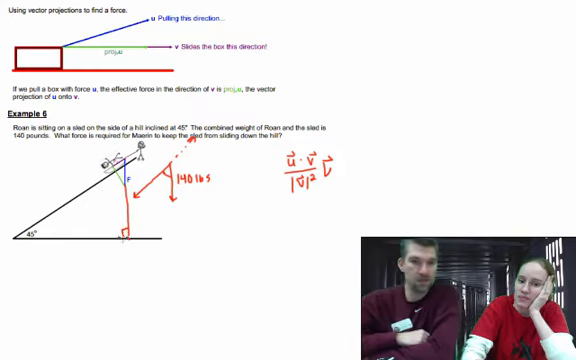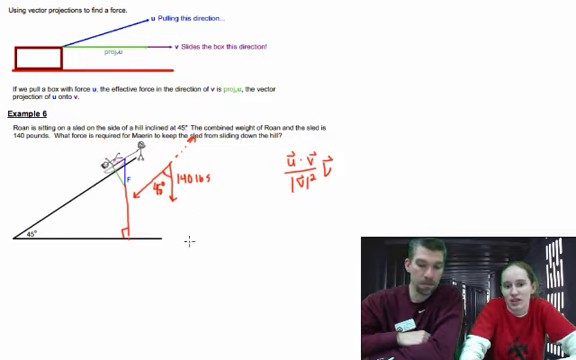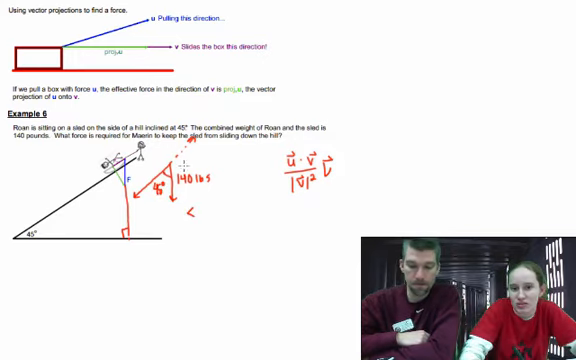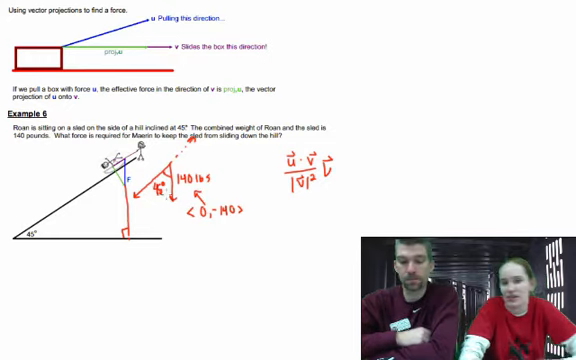I think you're right. Yeah, every now and then I am. Not too often. Okay, so we've got the vector pulling down, so that's 0, negative 140. And if you don't understand why that's what this vector is, think about it for a second. Okay, not you, them. Oh, I think you understand.